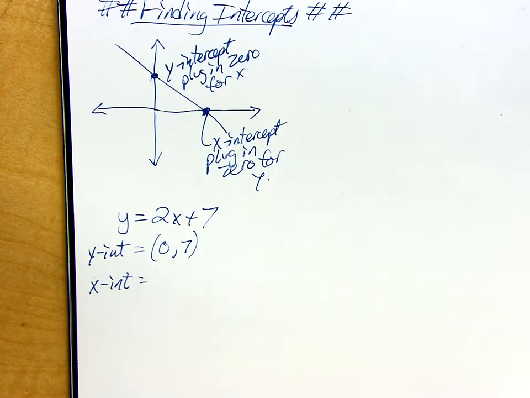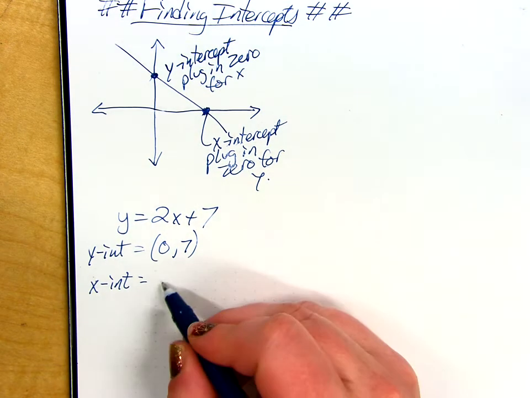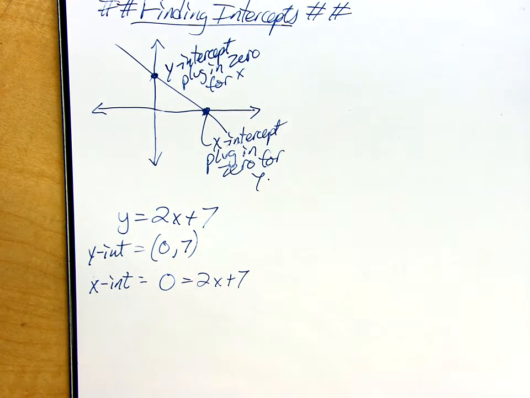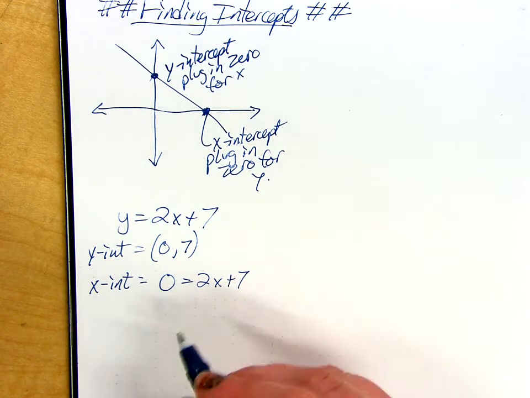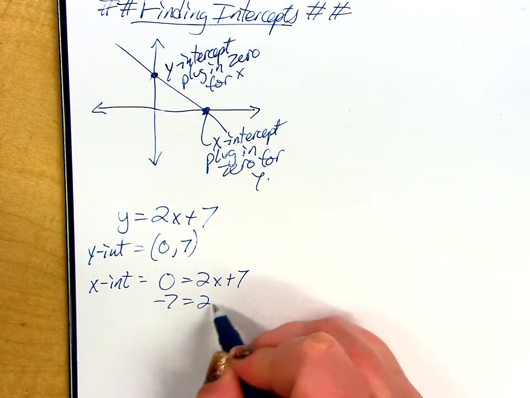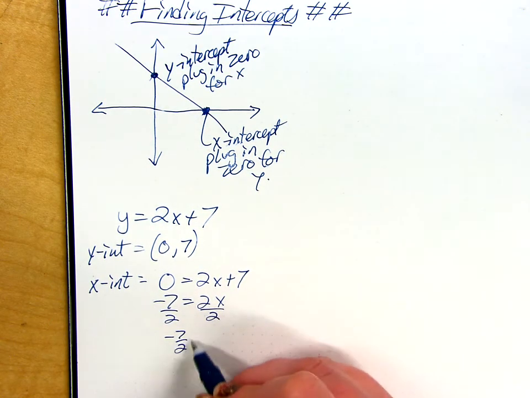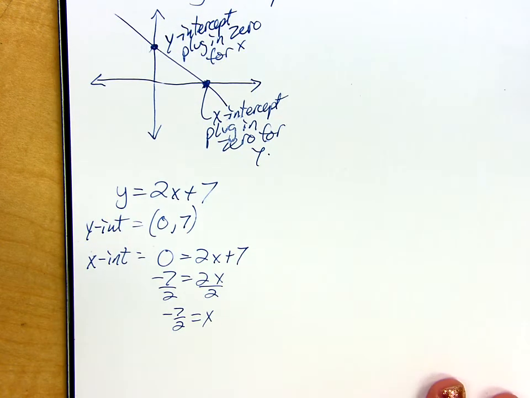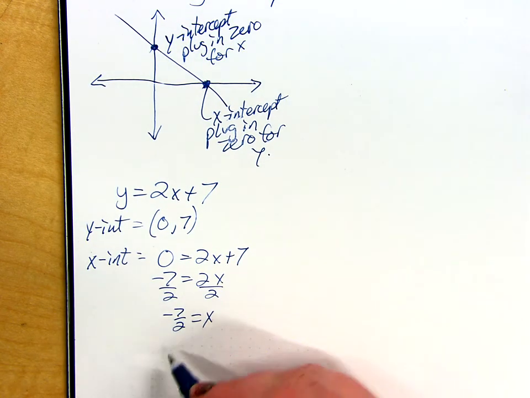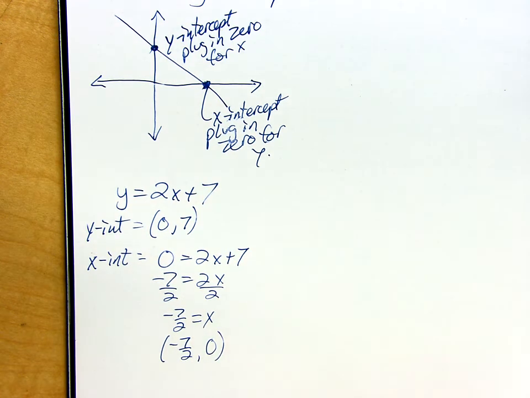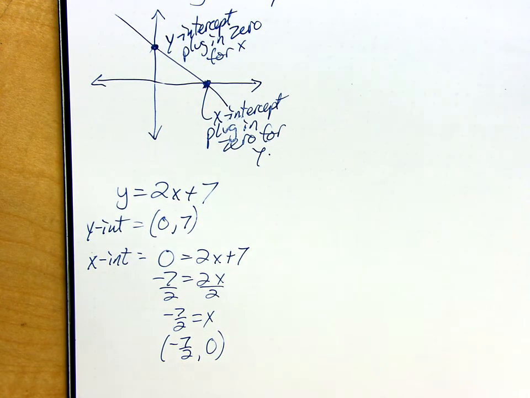And my x-intercept, in order to find that, remember you plug in 0 for y. So I'd have 0 equals 2x plus 7, and then I would just have to solve for x. So negative 7 halves. That x-intercept would occur at the point negative 7 halves, comma 0. So far so good? All right, let's try the next one.